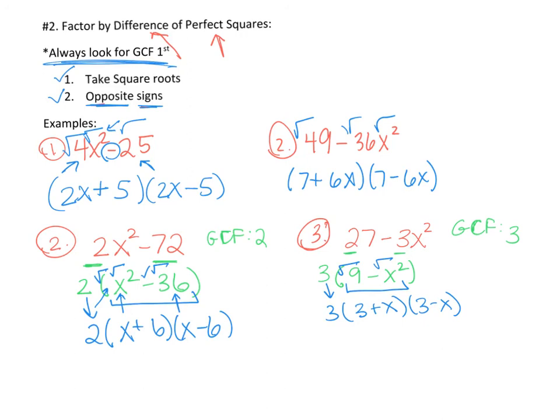Okay, so when we have difference of perfect squares, first make sure that we actually have the difference of perfect squares, whether we need to take a GCF out or not. Then I'm going to take the square root of everything and I'm going to alternate the signs.